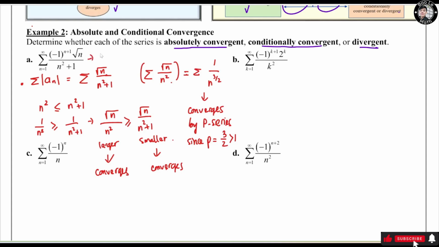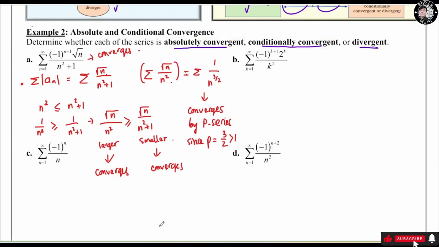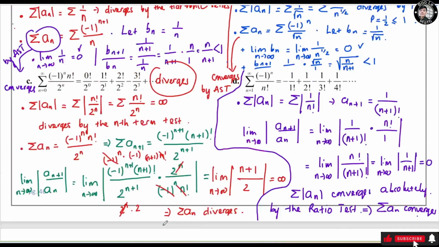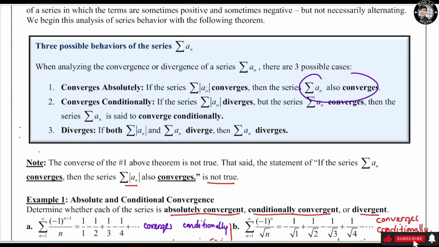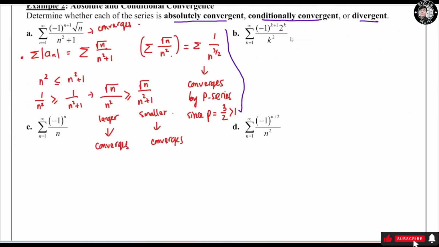And the original one right here converges, right? Because I just used the direct comparison test. And the first one right here, the series of absolute value of a sub n, converges, then the original one converges. We don't need to check the original one anymore. Now question B. I'm gonna check the series of absolute value of a sub n.